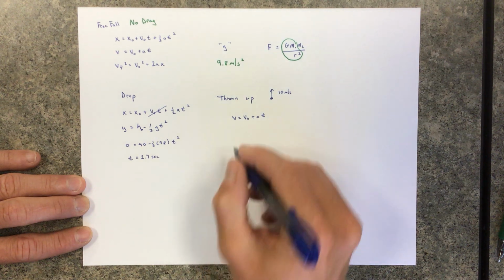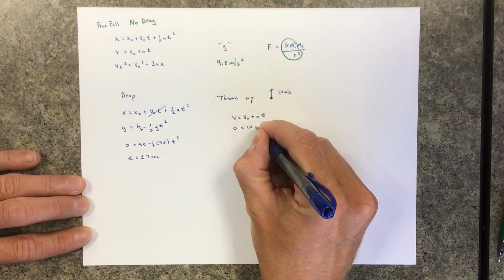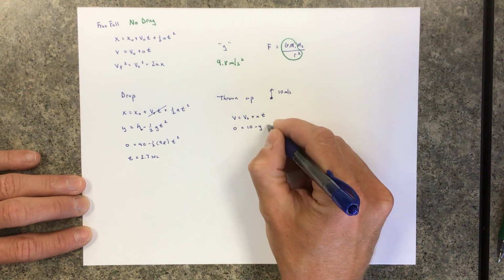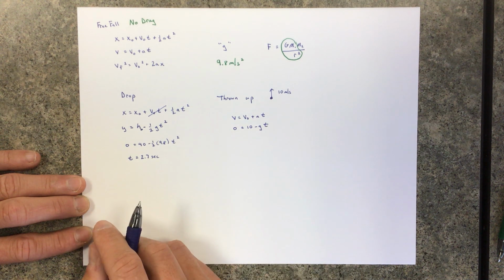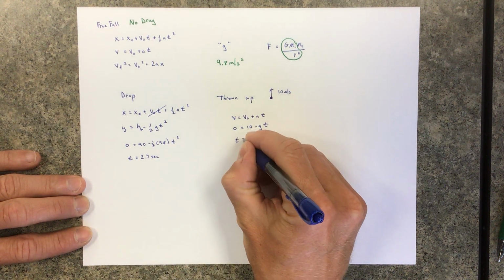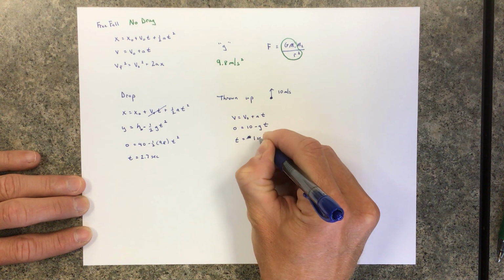Well, at the very top, won't the velocity be 0? Don't I throw it at 10? And don't I know the acceleration rate is negative 9.8? Then I solve for t, and you're like, wait a second, that's really easy. T is going to be really close to 1 second. Of course it is, right?